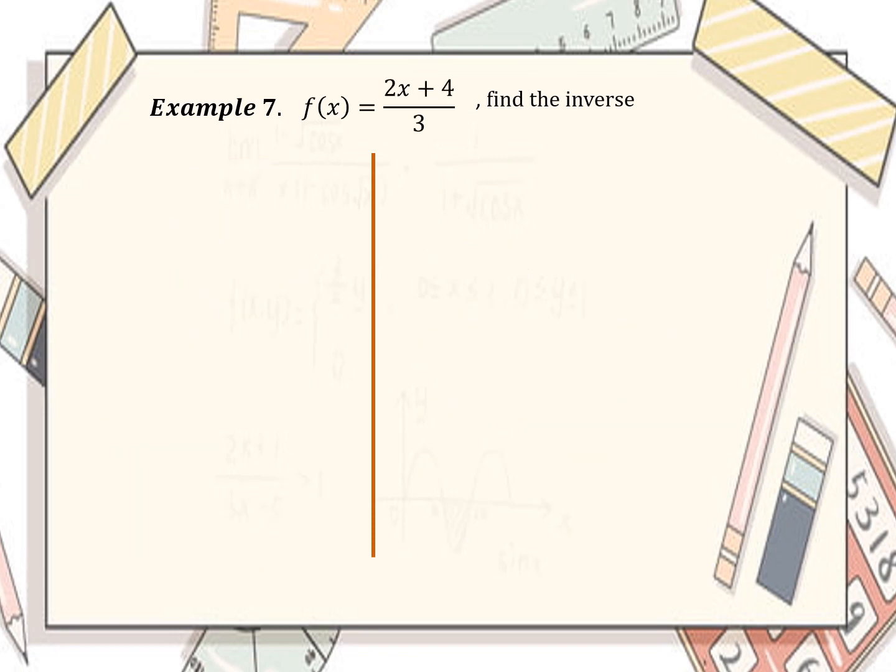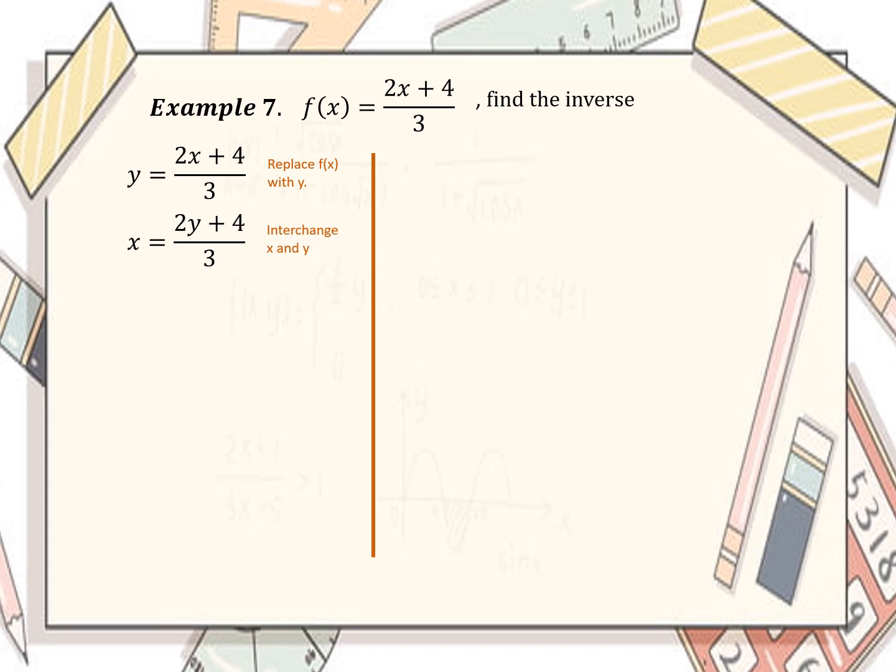In next example, we have f of x is equal to 2x plus 4 over 3. So first step, replace f of x with y. So y is equal to 2x plus 4 over 3. Second step, interchange x and y. So palitan lang natin si x and y. So magiging x is equal to 2y plus 4 over 3.